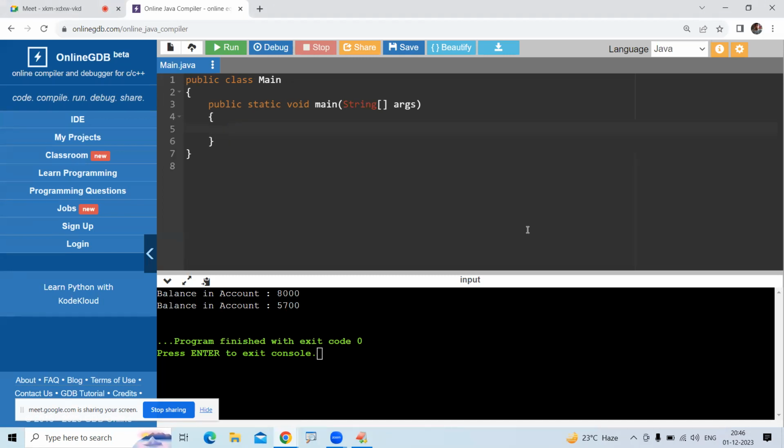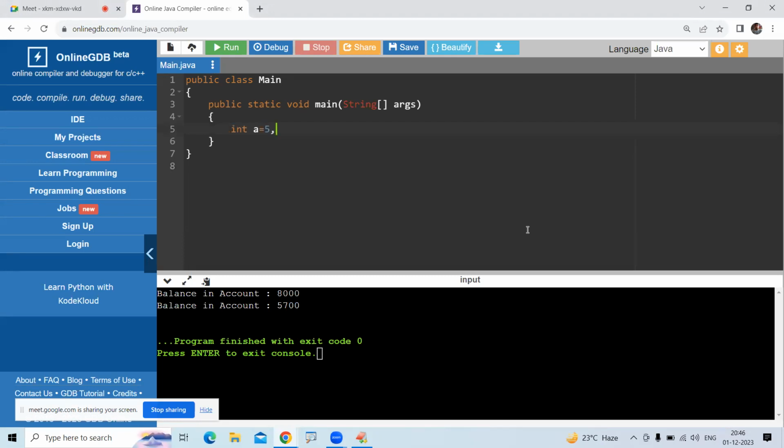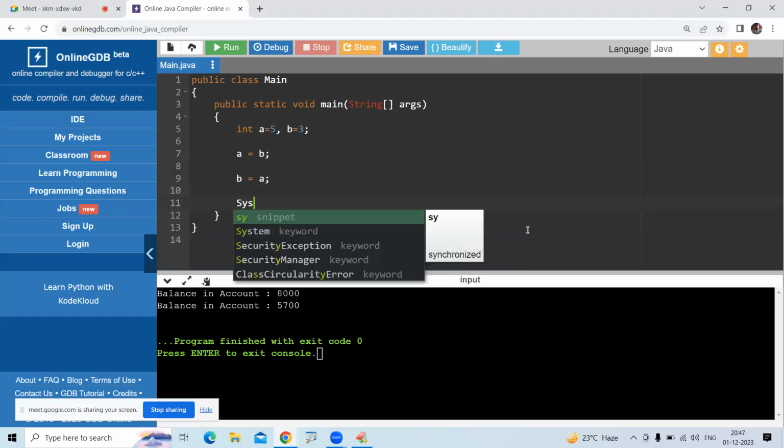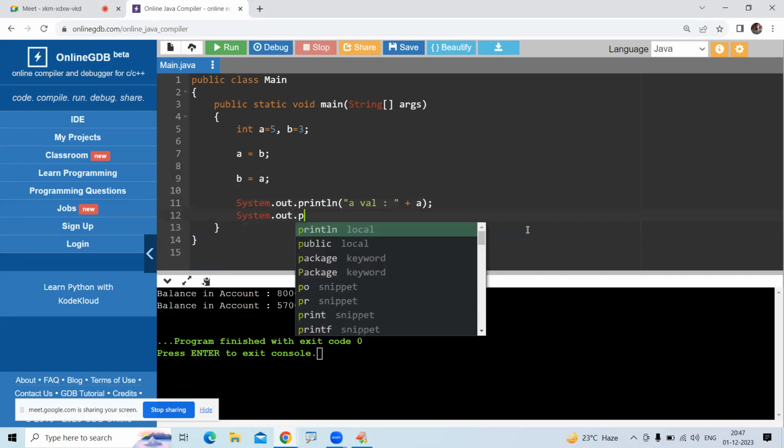Just I'm taking int a equals 5, b equals 3. Two variables I'm taking. I'm doing like this: a equals b, b equals a, and just printing a value and b value.